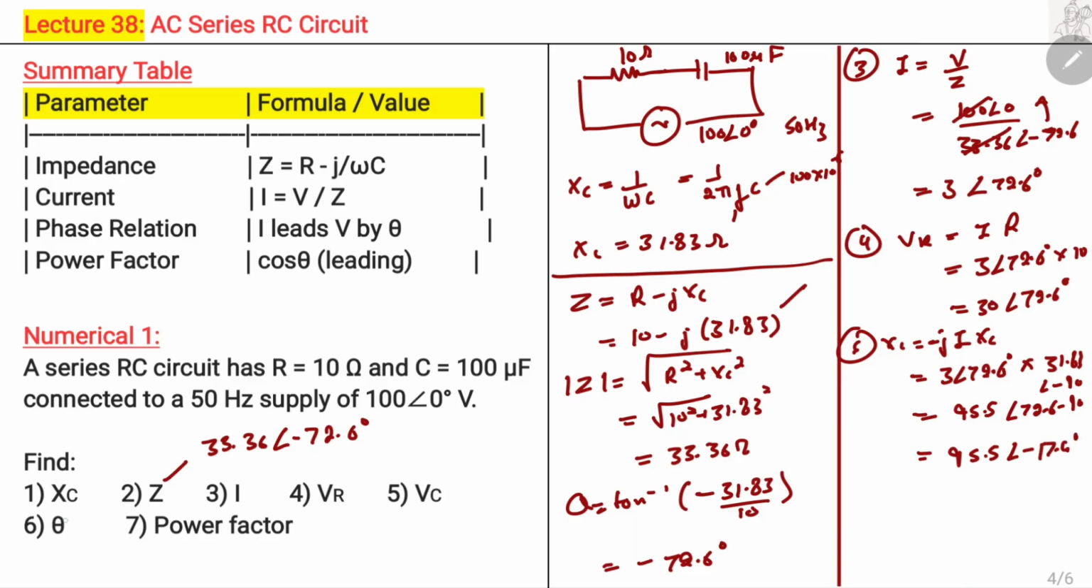We have already found out the value of theta, which is 72.6 degrees. Therefore, the power factor angle is 72.6. And finally, power factor is equal to cos of this power factor angle, that is cos 72.6, and this comes out to be 0.3. Since the current is leading the voltage, this power factor can be called a leading power factor.